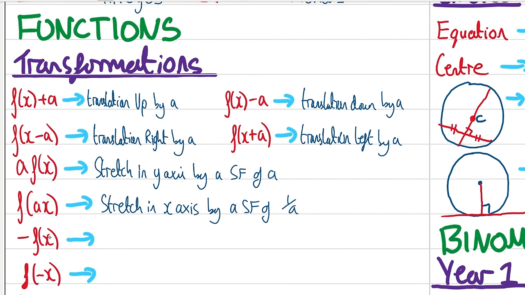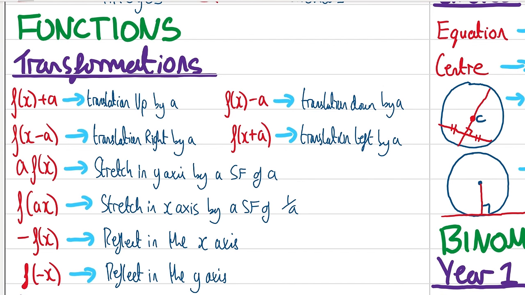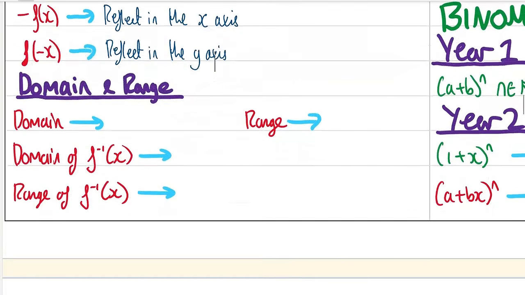Minus f of x, the minus is outside the bracket, so it's going to affect the y coordinate, which actually means it's going to reflect it in the x-axis. F of minus x inside the bracket is going to reflect in the y-axis, which will transform all of the x coordinates. Great, done with graph transformations.